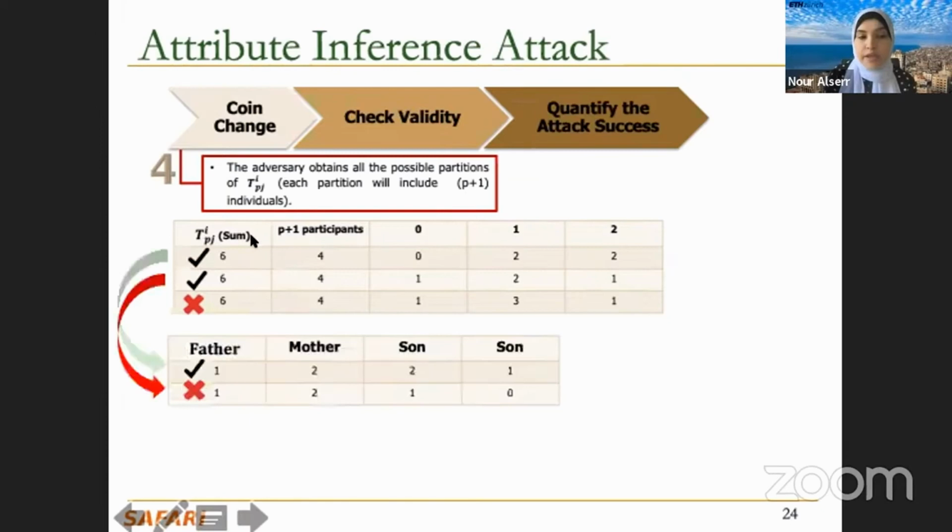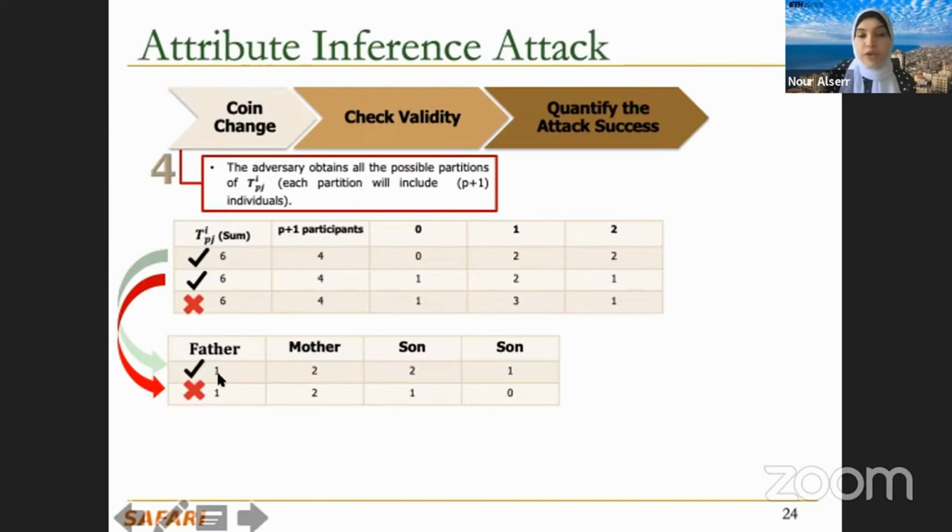Now, after that, he will keep the correct partitions and try to find the permutations for each one of these. For example, the 6 can be 1, 2, 2, 1, or 1, 2, 1, 0, based on these two partitions, right? Now, the adversary knows that the family members are included. He knows that, okay, we have the father, the mother, and two sons, for example. Do you remember Mendel's law from the beginning? Then here he will use Mendel's law to validate the permutations we have.